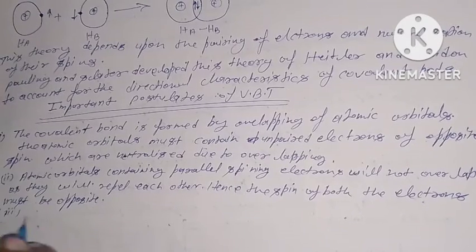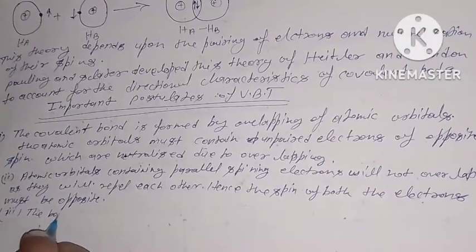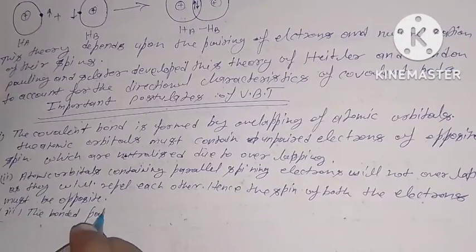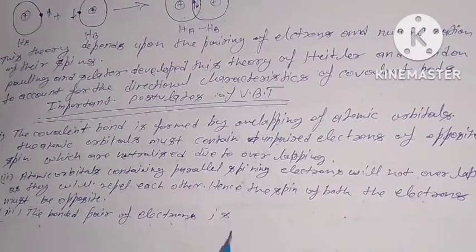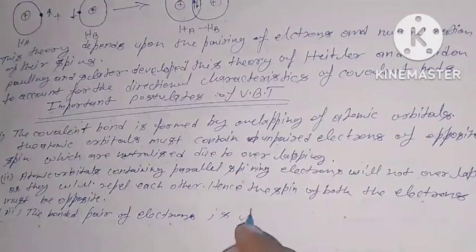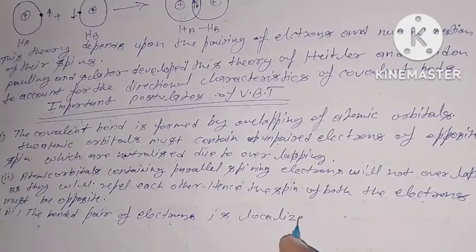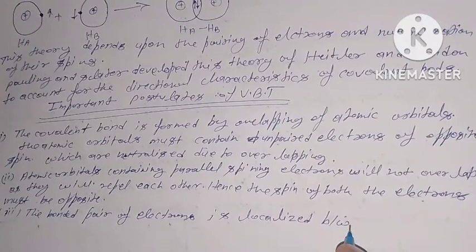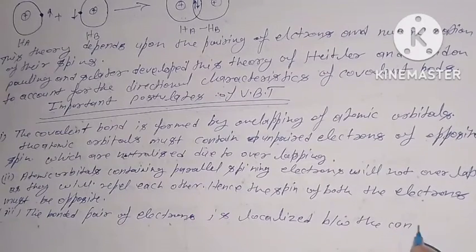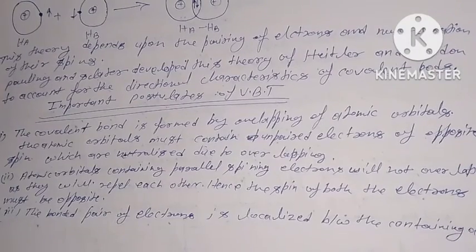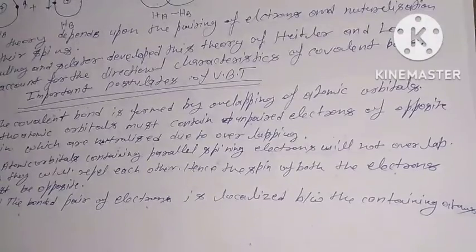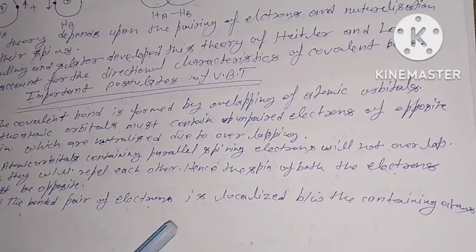The bonded pair of electrons is localized between the containing atoms. The bond pair of electrons is localized between the containing atoms. Fourth point.